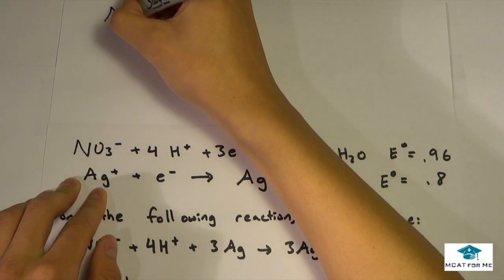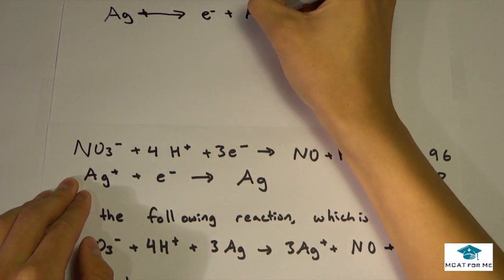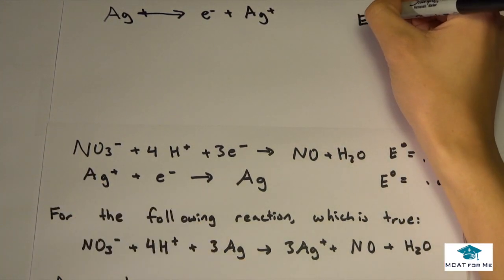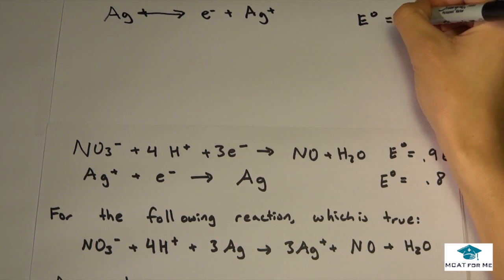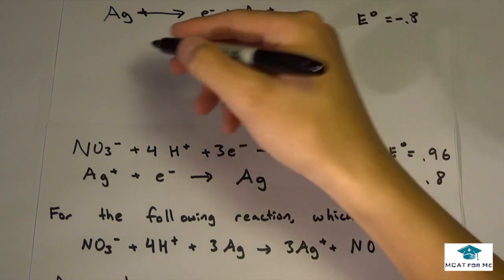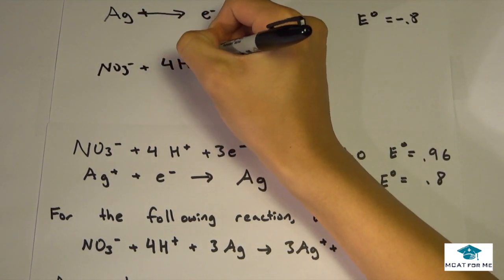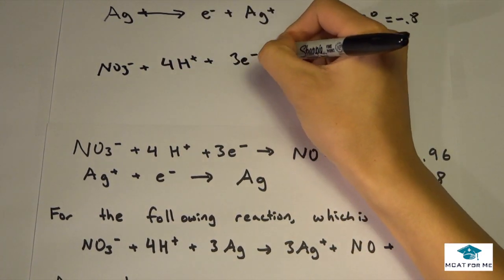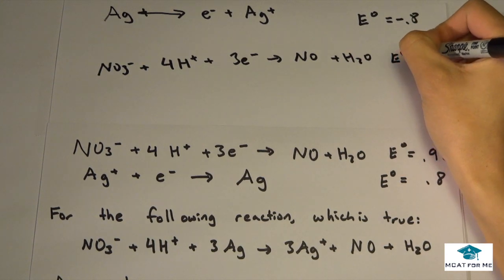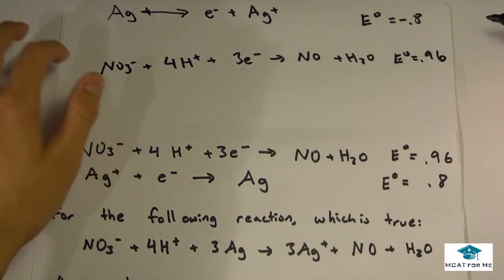So what we want to do is say Ag goes to E minus plus Ag plus, right? And when we flip something, this E naught becomes negative. It becomes reversed. And for the next one, we have NO3 minus plus 4H plus 3E minus, and this stays the same. We didn't change anything to that, so that's still 0.96.